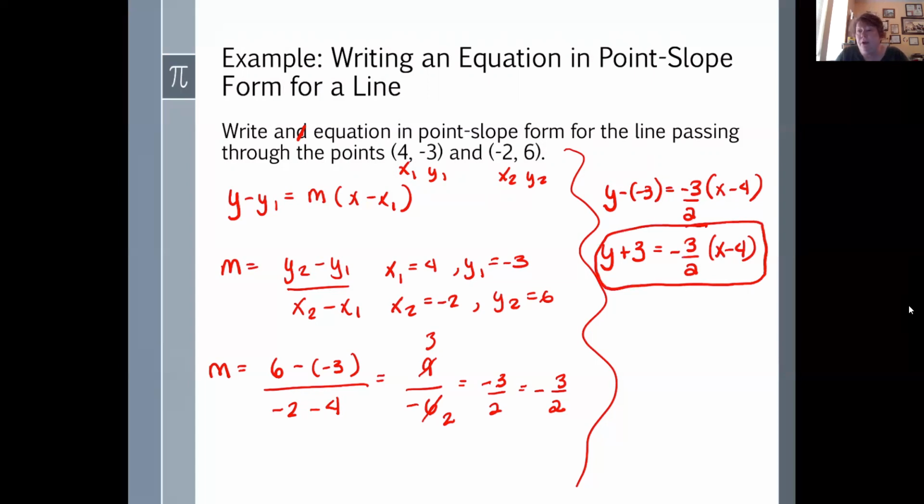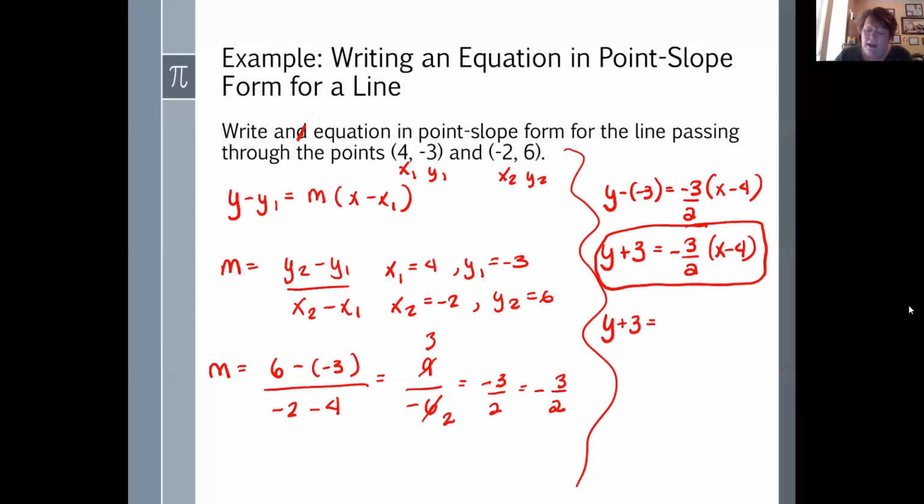That's all you need to input when it's asking for the equation in point slope form. Now, the second part of this question, they're going to ask you to solve for y. So again, we're going to remove parentheses, and then we're going to move the positive 3 to the right-hand side of the equation. So we have y plus 3. We're going to remove the parentheses by distributing the negative 3 halves across.